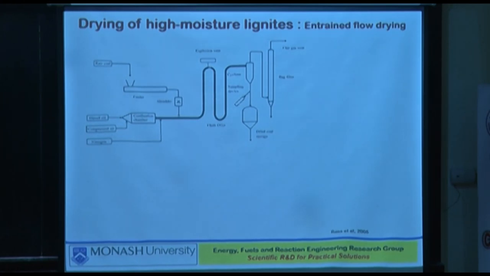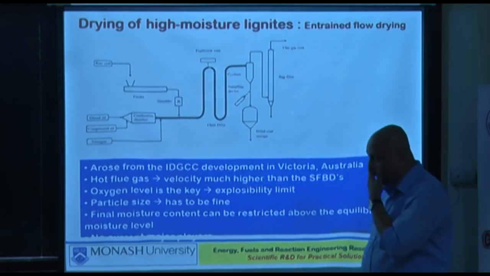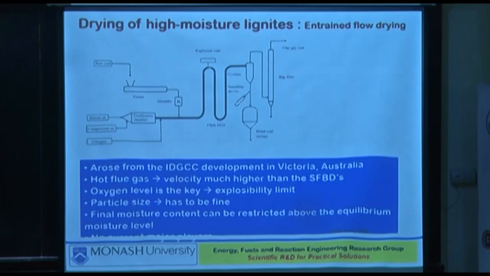Our lignite CRC tried this, but it failed. It came from the development of a process within Victoria by the State Electricity Commission of Victoria, a process called integrated drying gasification combined cycle. So drying and gasification combined in one series of continuous processes using hot flue gas, not steam. Flue gas contains carbon dioxide, carbon monoxide, and steam, everything. So it's a different kind.